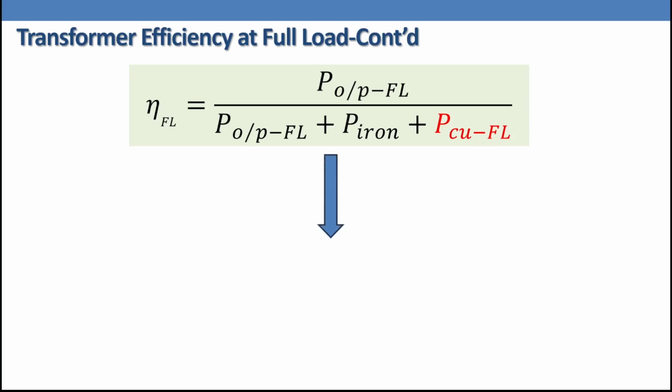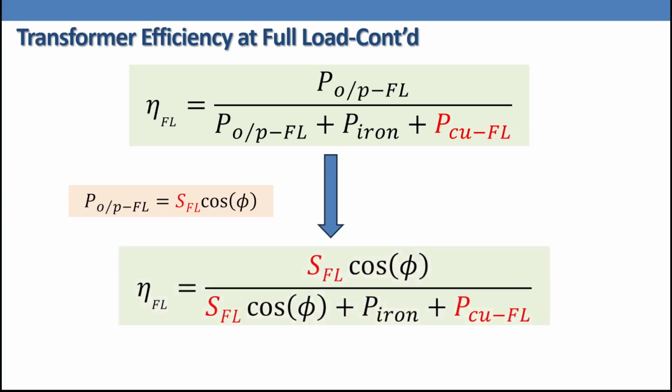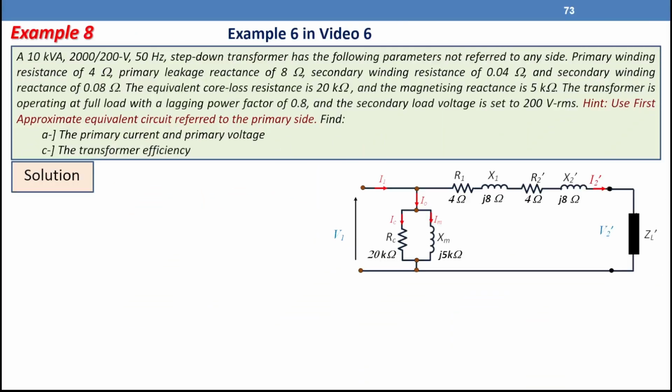So we can rewrite this equation as, instead of power output at full load, S full load cosine phi. So the equation will be eta full load equals S full load cosine phi over S full load cosine phi plus P iron plus P copper at full load. Let us take an example.